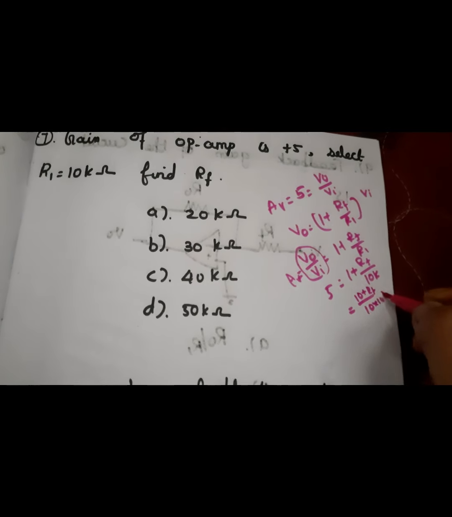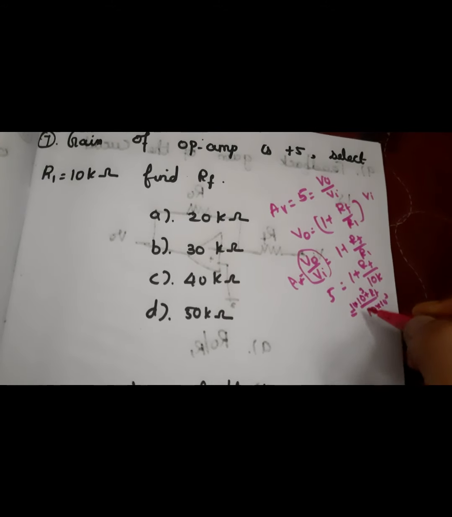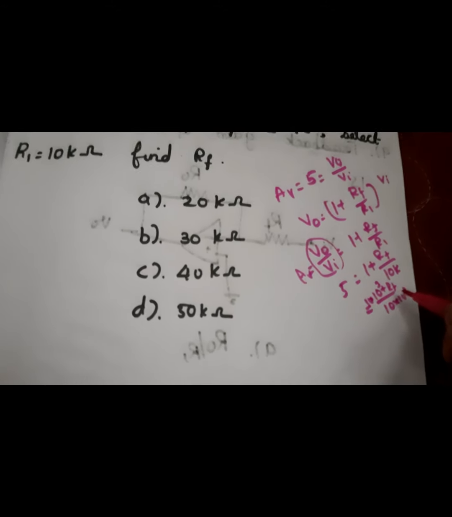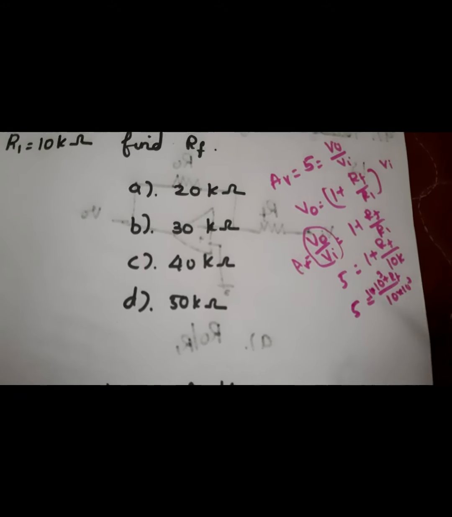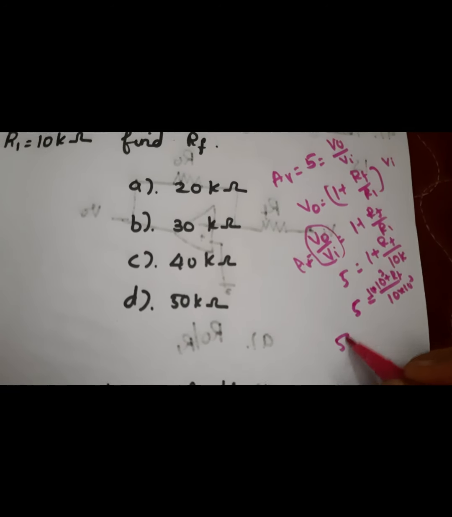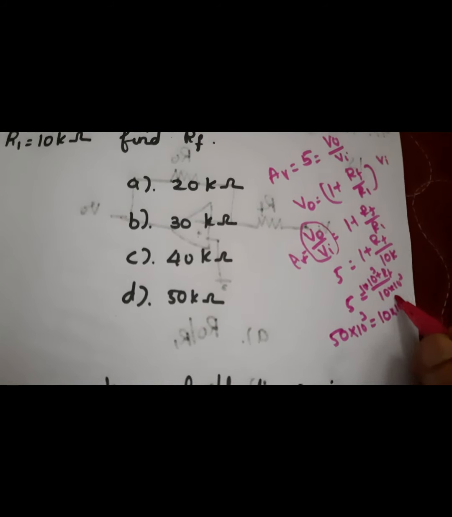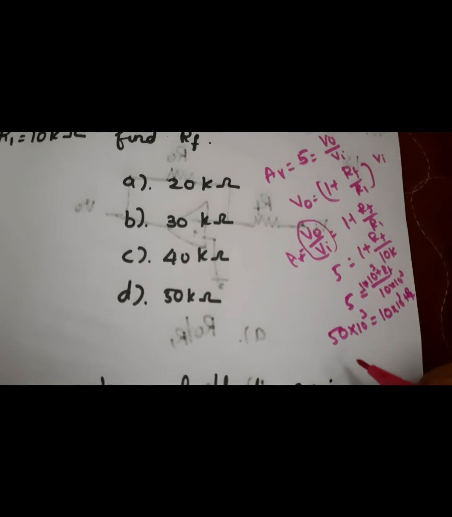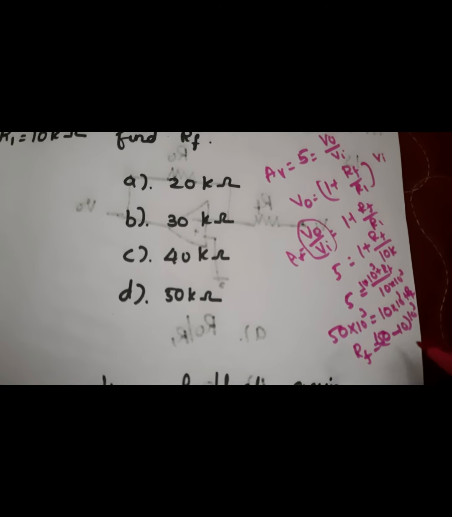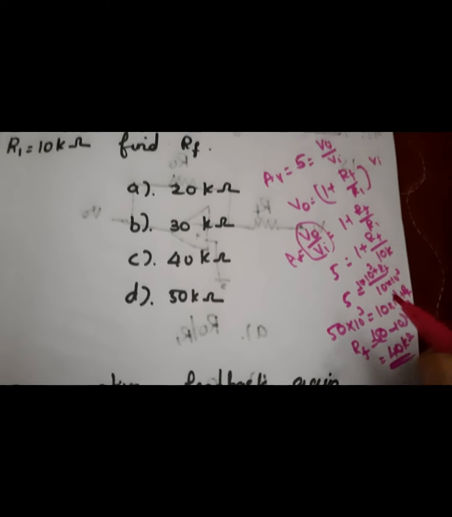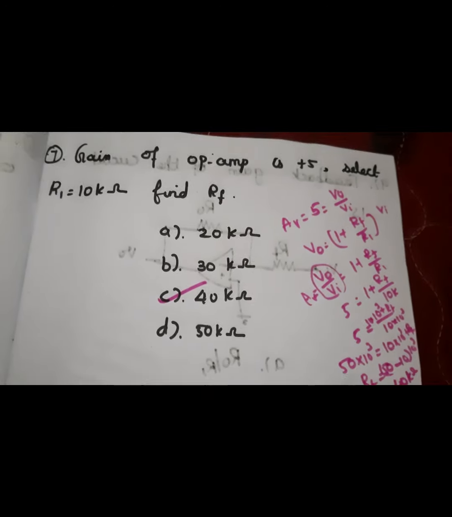Solving this, we will get 10 plus RF over 10 into 10 to the power 3, that is 10 kilo ohm, and this is equal to 5. So now solving this, we will get 50 into 10 to the power 3 is equal to 10 into 10 to the power 3 plus RF. And we need the RF value. So this becomes 50 minus 10 into 10 to the power 3, so this becomes 40 kilo ohm. So the RF value is equal to 40 kilo ohm. Here the answer is C, 40 kilo ohm.